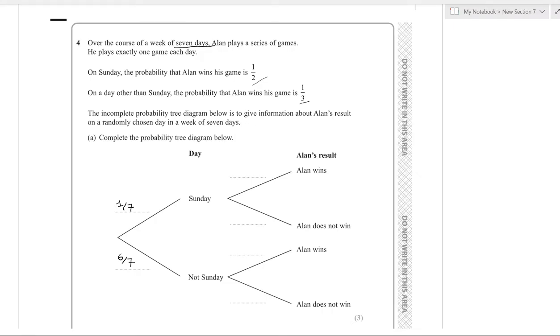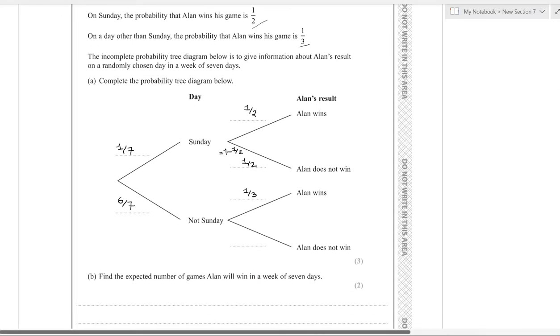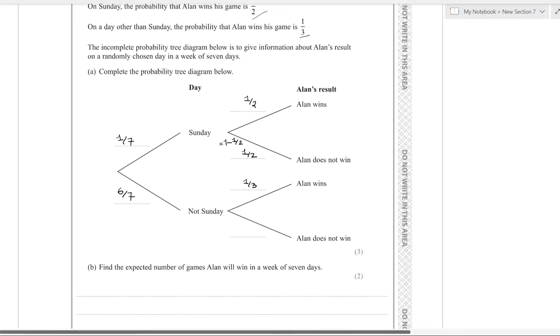Now what is the probability of winning on Sunday? It was given in the question, half. And the probability of not winning on Sunday would be 1 minus the winning probability, half. So it will be again half. And the probability of winning on not Sundays was 1 by 3. And the probability of not winning on other days would be 1 minus 1 by 3. That is basically 2 by 3. So this is the complete tree diagram. This is how the complete tree diagram would look.